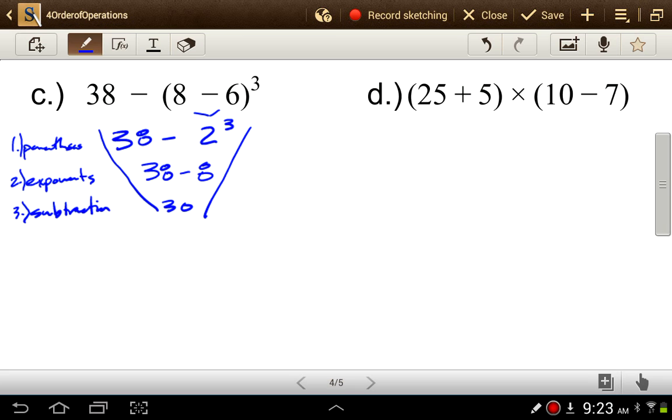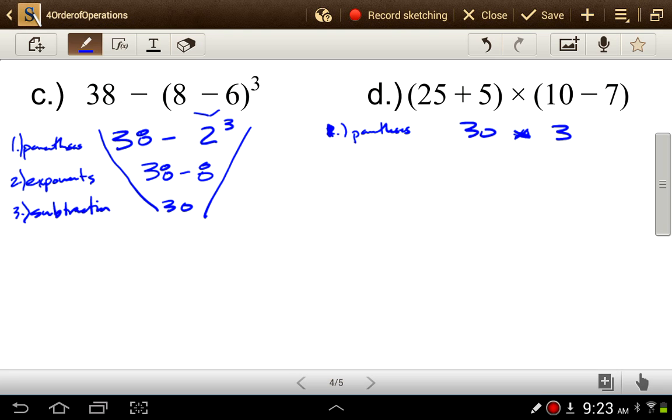Okay, in D, I have my parentheses. I can do my parentheses at the same time. So I'm doing my parentheses first. 25 plus 5 is 30, times 10 minus 7 is 3. Okay, sorry, that's step 1. You could do those separately if you wanted to. You could do 25 plus 5 in one step, and then in the next step do 10 minus 3. Sometimes you have to do that, and this one you can do them at the same time.